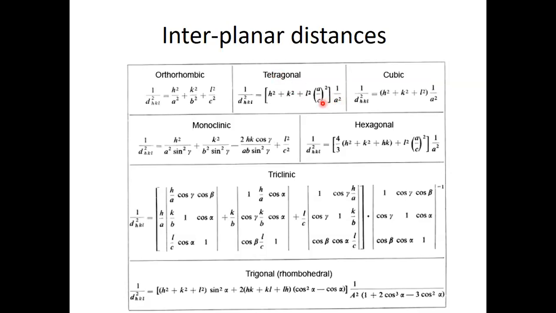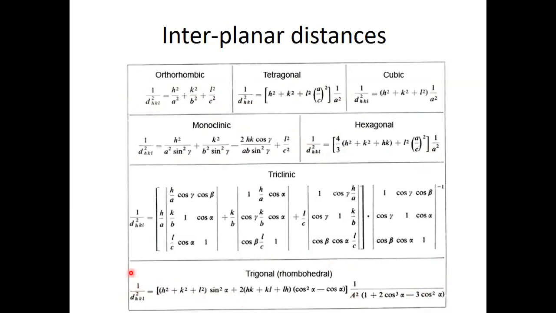Okay, you see here the respective formula for the tetragonal case. Here for the orthorhombic case, still relatively simple. But as we remove the 90-degree angle, then it becomes significantly more complicated. You see here the formula for the monoclinic case, here for the hexagonal case, for the triclinic case, and here for the rhombohedral case. Okay.